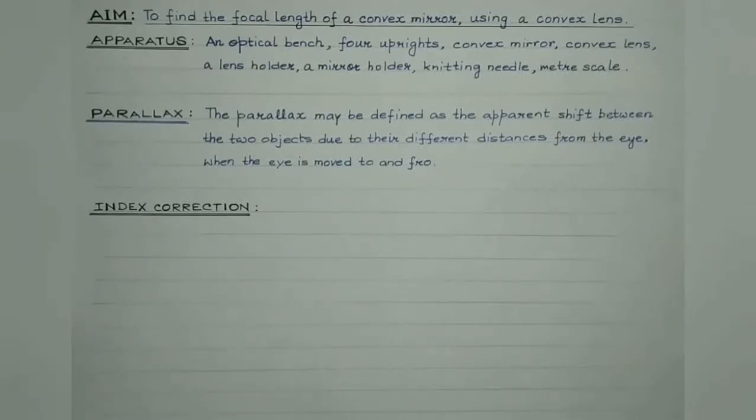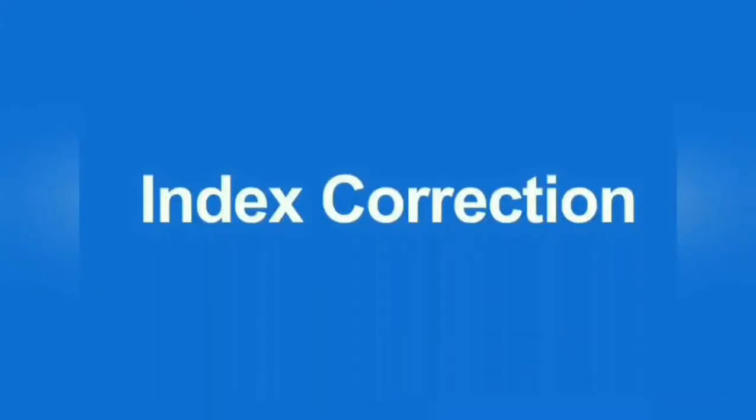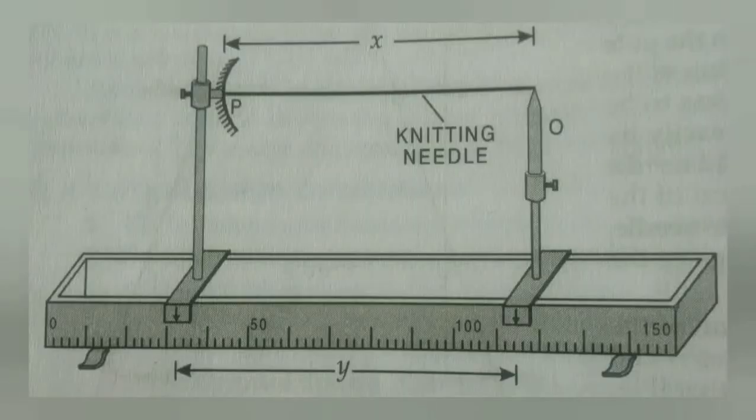Students, in order to eliminate error on account of the difference in the actual value and the measured value of the distances of the object needle and the image needle from the mirror or the lens, we need to apply index correction. In order to apply index correction, a knitting needle is taken and its actual length, which is considered to be x, is measured with a meter scale.